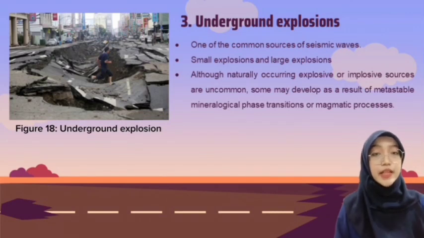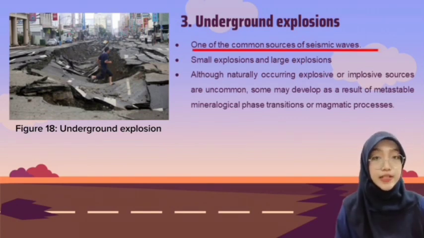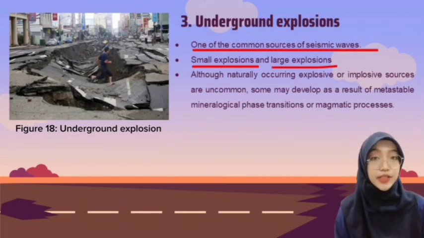The third cause that can trigger an earthquake is underground explosion. An underground explosion's pressure wave will spread through the ground and this can cause an earthquake. It is known as one of the common sources of seismic waves. Small explosions are usually used for mining, quarrying, road excavating, and other construction applications. As for large explosions, they include nuclear tests, which generate waves powerful enough to be seen on the other side of the planet.